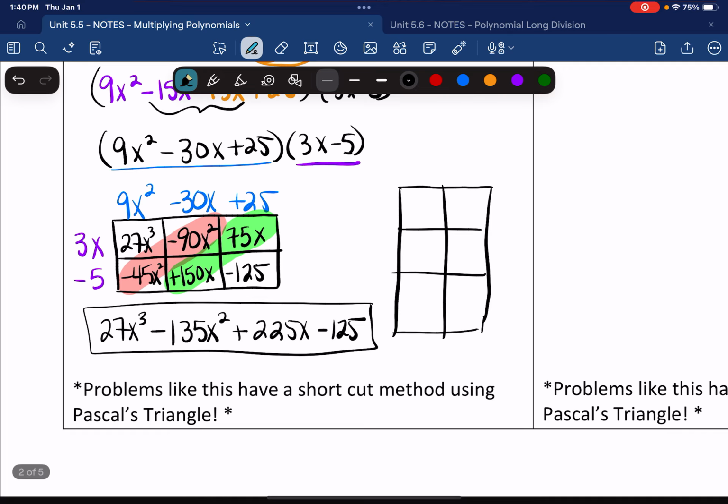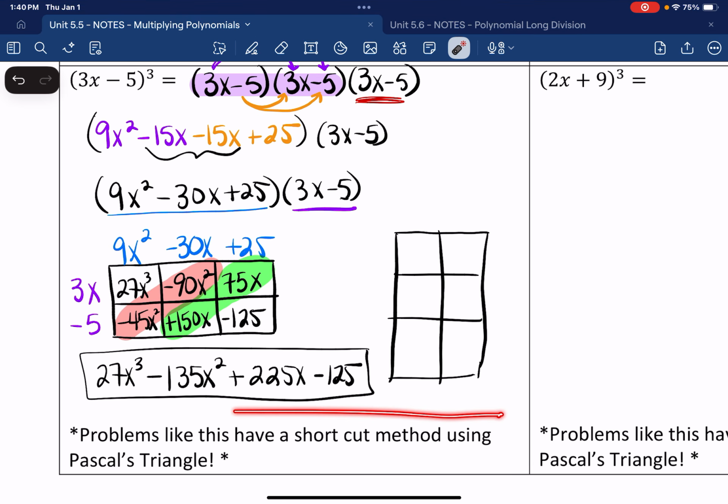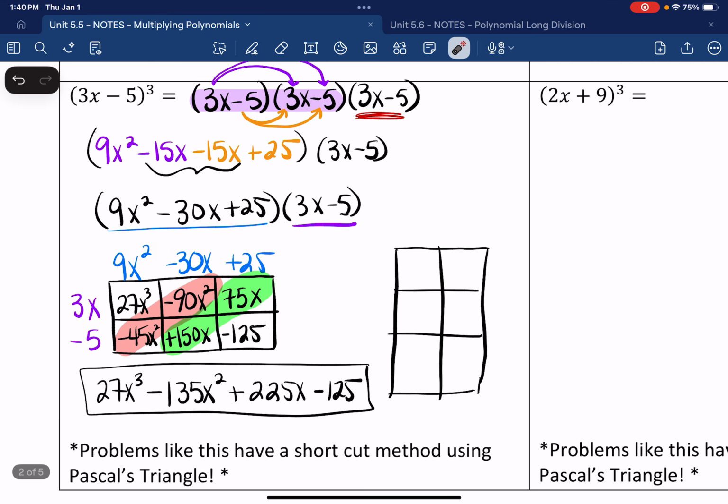Now, there is a shortcut that I'll make another video for you guys. It's not necessary that you use Pascal's triangle in this shortcut method, but anytime you take a binomial expression to a power greater than 3, you're probably going to want to use it. So be looking for another video to help you with that if you choose to use this shortcut method that I'll teach you guys.